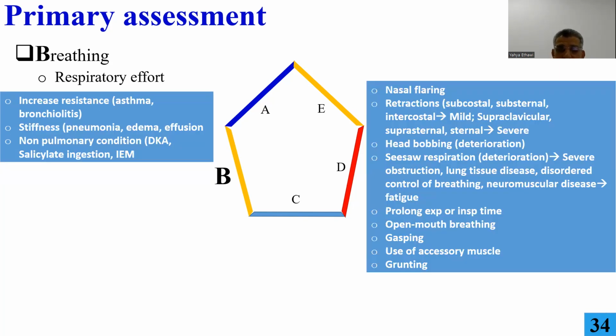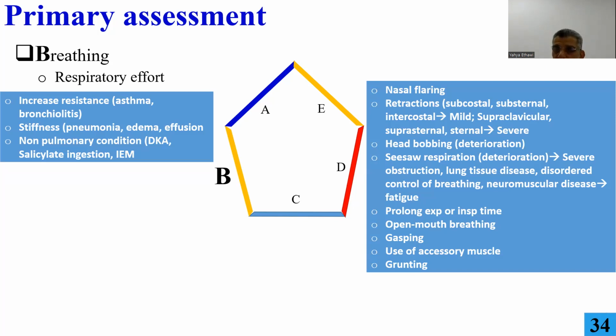Okay, signs of increased respiratory effort: flaring, nasal flaring. And usually nasal flaring occurs in the ala. The columella of the nose does not affect flaring. Only the ala is affected. So you get flaring, as if the nose wants to fly.